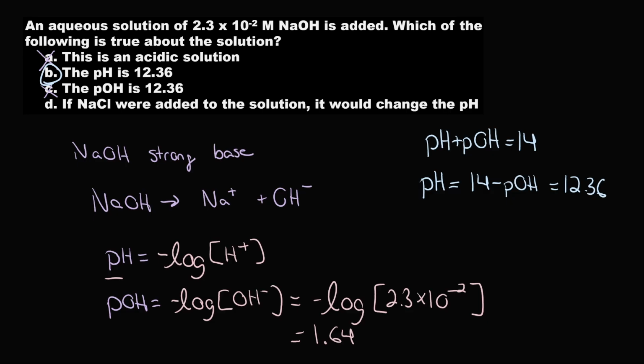Now, letter D we have to think about too. It is asking if NaCl were added to the solution, it would change the pH. And this would only be true if our strong base dissociation would be in an equilibrium of sorts. So if it was a weak base, if sodium was our common ion, then we would actually have a shift back towards the left side, the reactant side, to end up changing the pH because it would consume some OH. But in this case, since it is a strong base, simply put, the salt that we add won't change the pH at all.